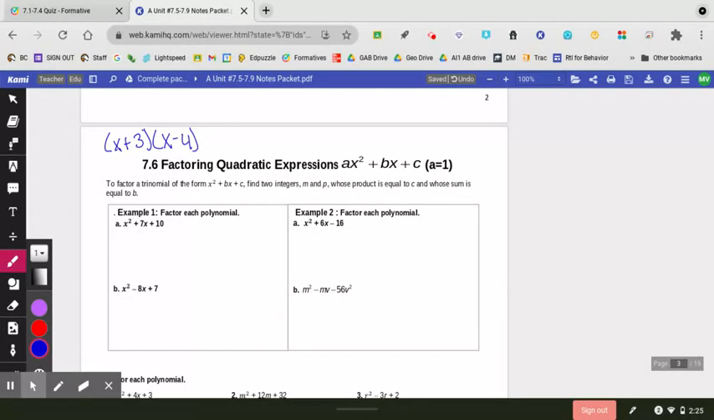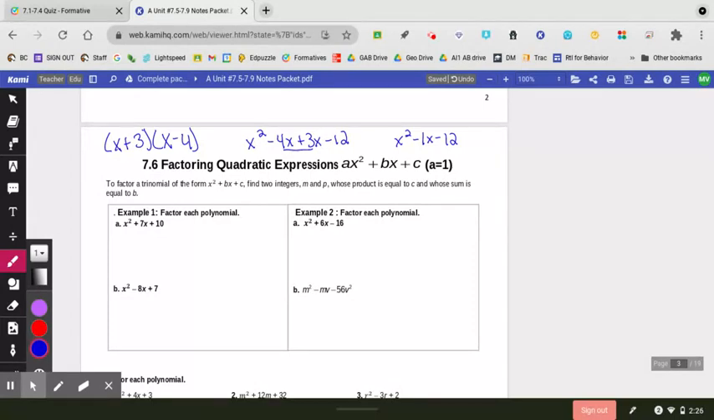So when you do that problem, we do that by double distributing. So we get x squared minus 4x plus 3x minus 12. And then we combine our like terms, and we get x squared minus 1x minus 12. So why that was important is what we're going to do today is we're going to learn how to go backwards. So I'm going to give you the trinomial, and you're going to figure out the two binomials that multiplied.